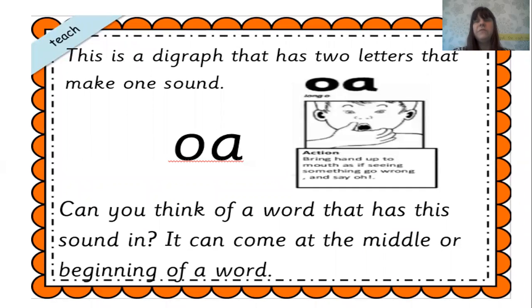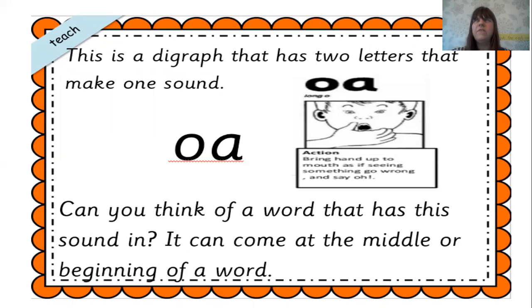So our new digraph today has 2 letters that make one sound. Now, would anyone like to have a guess at what sound it makes? Oh, good try. I think I heard somebody say it. Pretend something exciting's happened. Oh, oh, that's how you make the sound oh. There are different forms of spellings, but most of the time in the middle, the OA is the correct spelling.